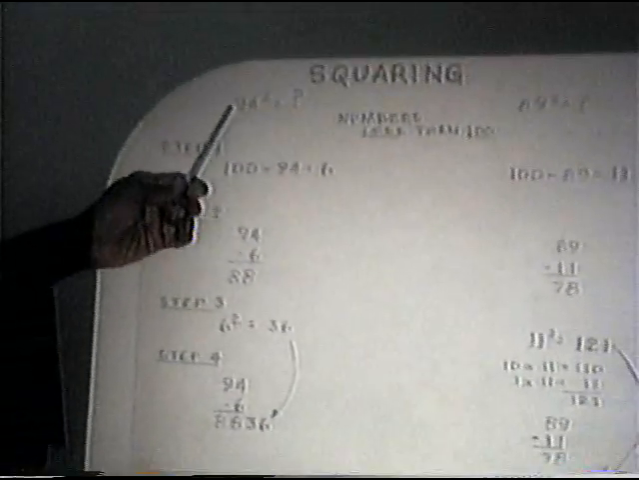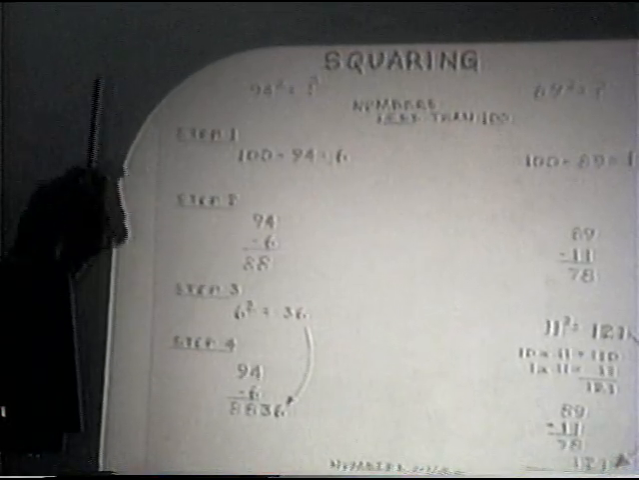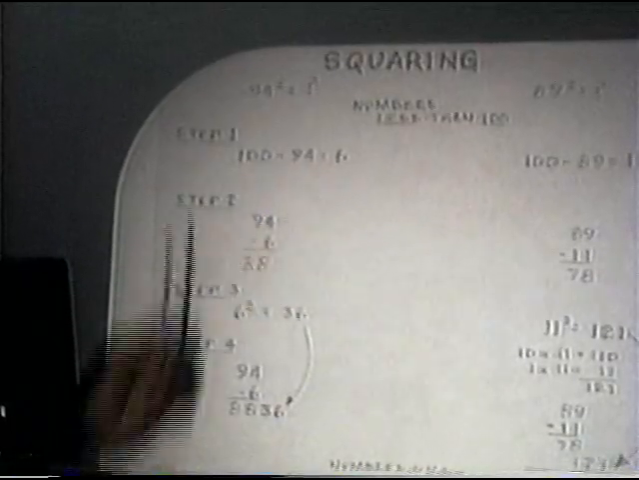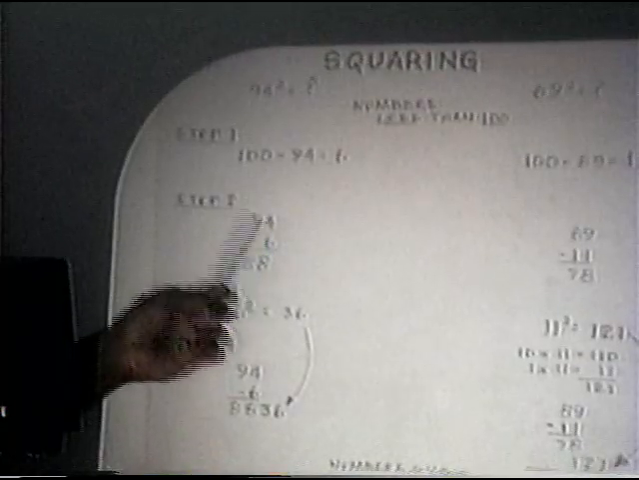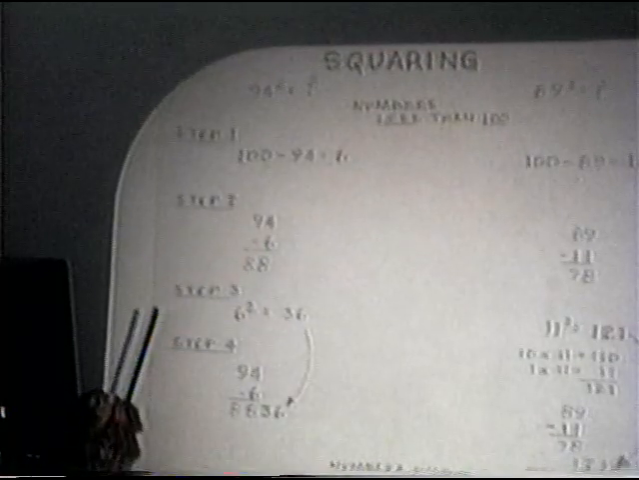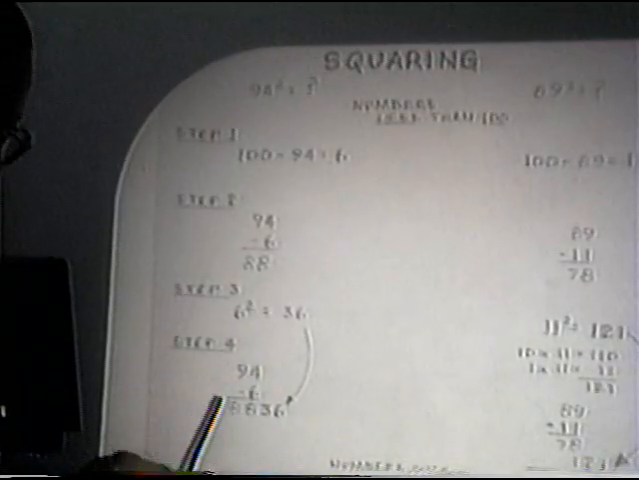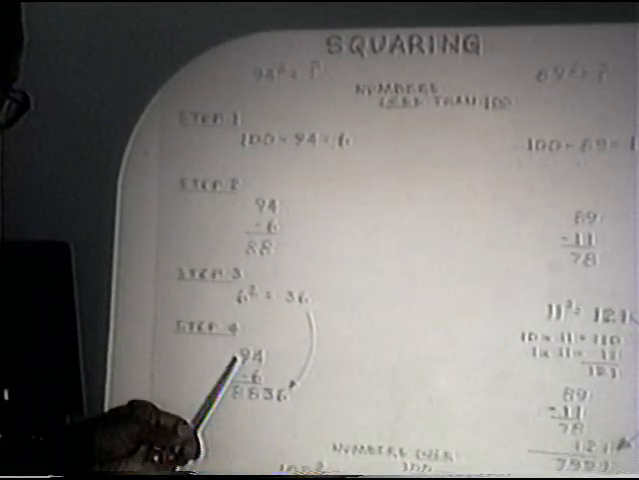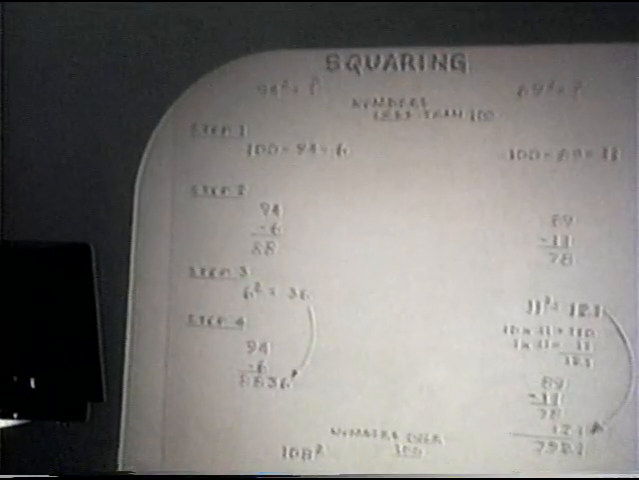Let's do it again. What is the square of 94, or 94 times 94? We find out what you have to add to 94 to make it 100, which is 6. Then we take the 6 and subtract it from 94, and we get 88. Then we square the 6 and we get 36. We add that to the end, so we have 88 and 36. 94 times 94 is 8,836. That's how we did it.